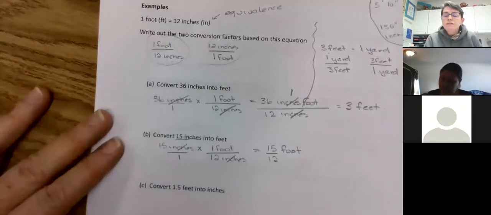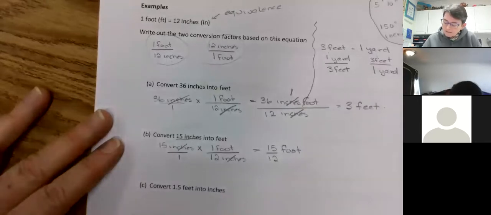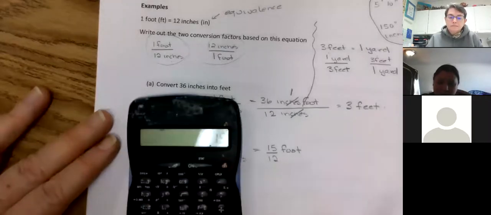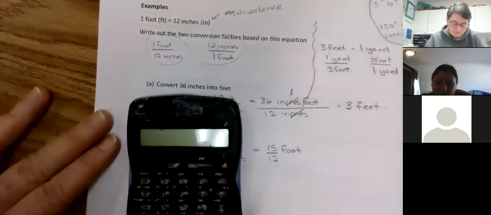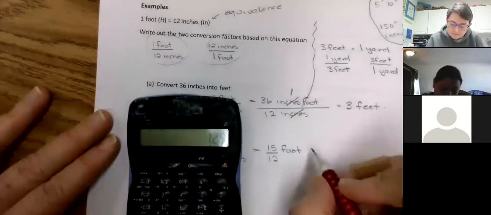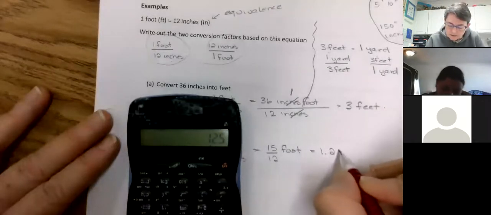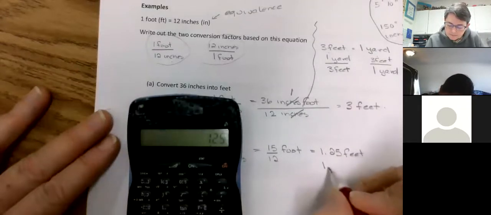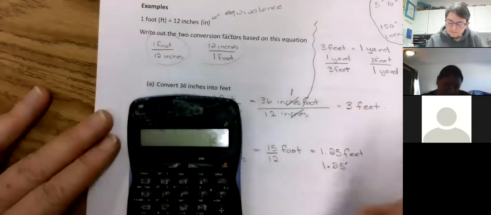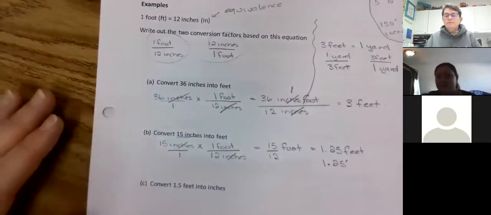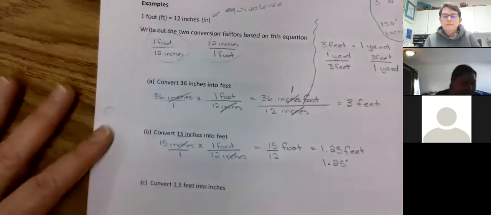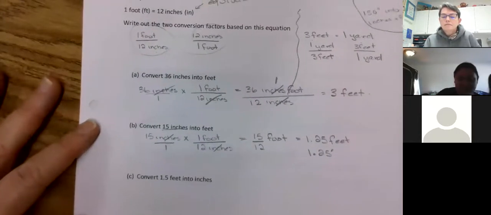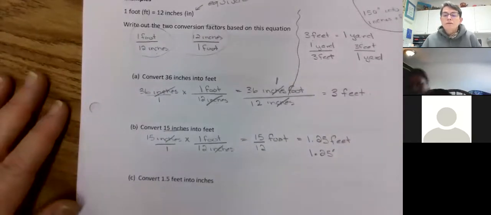So now what do we have to do with the 12 and the 15? Divide. Yes. So 15 divided by 12. 1.25 feet. Okay. We can do that too. Either one is fine. And like I said, I honestly don't care if you put foot.